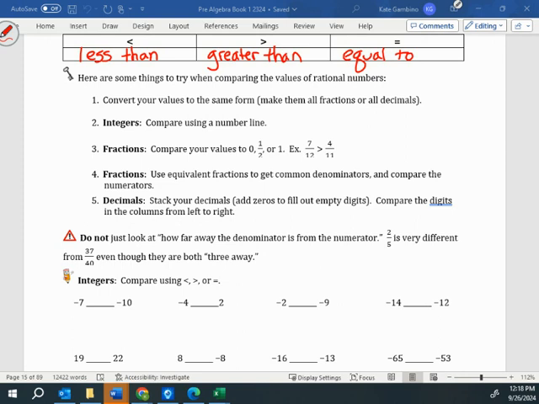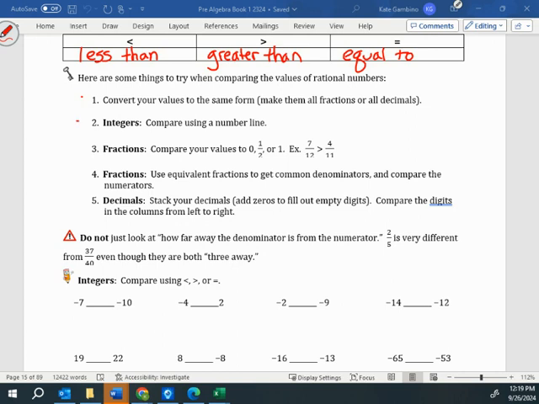So here are some things to try when comparing the values of rational numbers. First one, convert your values to the same form. If you have fractions and decimals given, we know how to convert fractions and decimals. Make them all fractions or make them all decimals. It'll be easier to compare them. When we have different types of numbers, it gets a little more complicated.